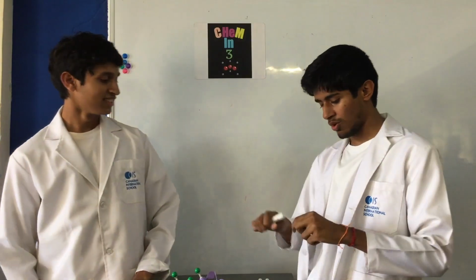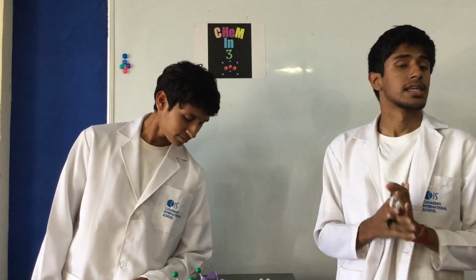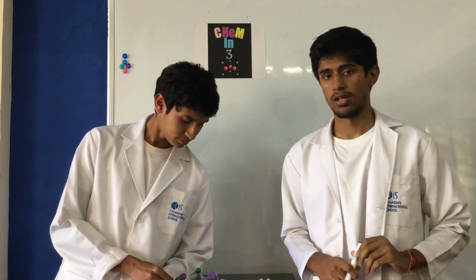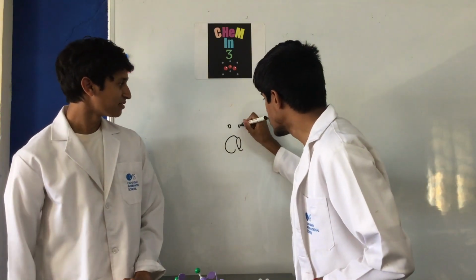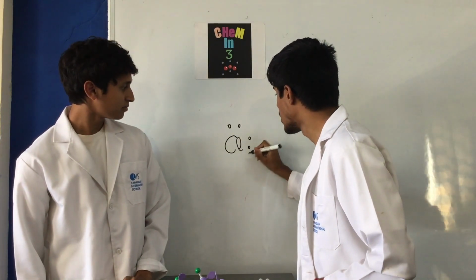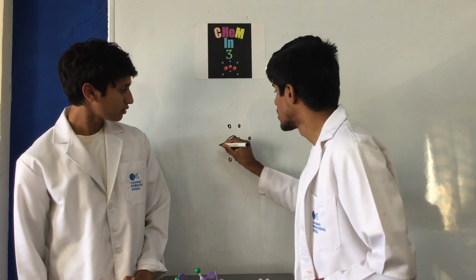So chlorine, in its Lewis structure, has 7 electrons in the valence shell. Chlorine is a Cl, as we all know that. 1, 2, 3, 4, 5, 6, 7.